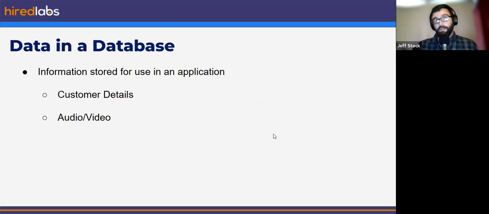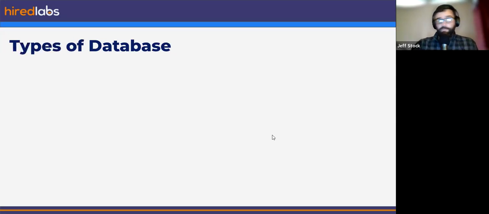So customer details, this could be audio, video type stuff. Any of the broader sort of information when we talk about data in a database, that's what we're talking about. It could be streaming information. This could be real time, all sorts of different stuff. So, major types of databases.